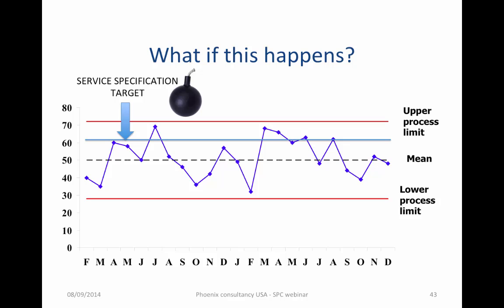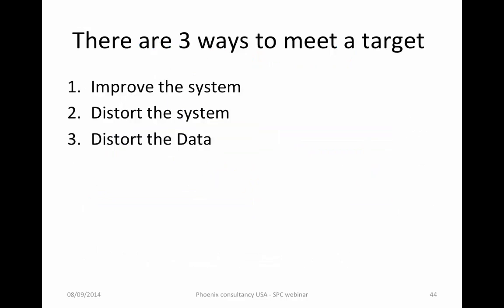I'd now like to ponder the question: what to do if this kind of thing happens? That is, you have a service specification marked in blue here at just over 60%, but the process capability demonstrated in the control chart shows that the process is clearly incapable of meeting that specification or target.